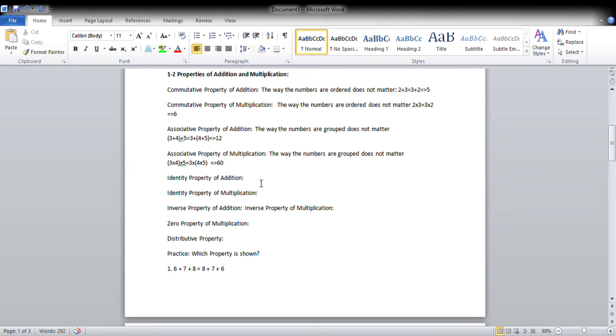Okay, next we have the identity property of addition. For this one, the multiplication is not exactly the same, so this one is a little more complicated, but still pretty easy. The identity property of addition states when a number is added to 0, the number remains the same. An example of this would be 123 plus 0 equals the same number, 123.